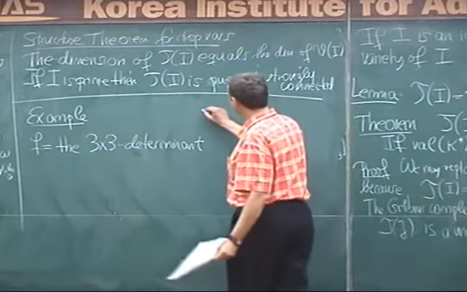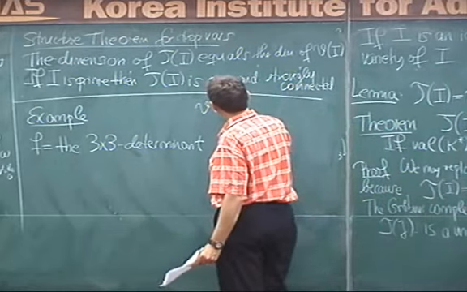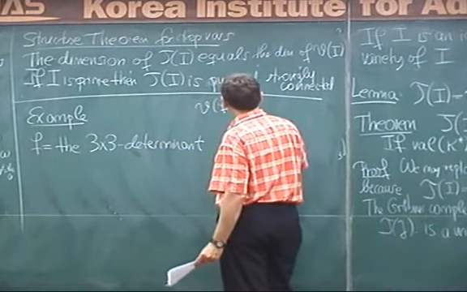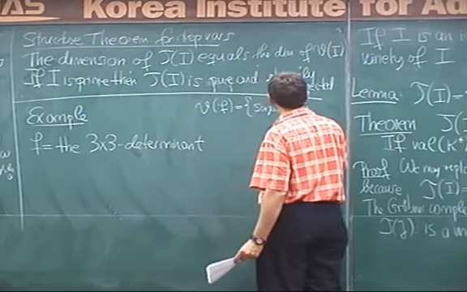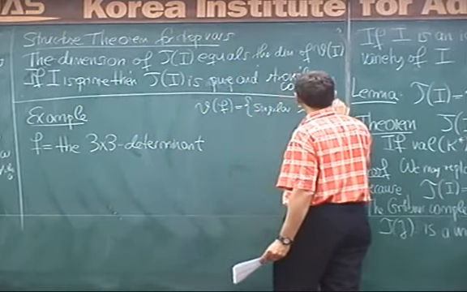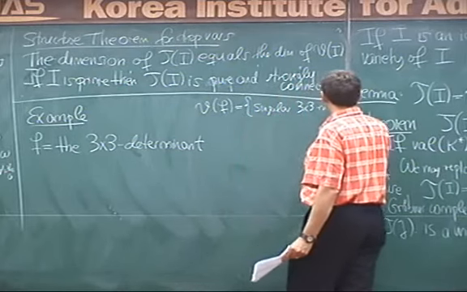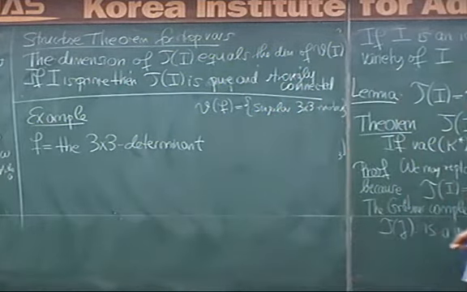The variety, what's the variety? V of I is the variety of singular matrices. Singular 3 by 3 matrices, right? The determinant vanishes if and only if the matrix is in the variety. But we're taking the variety in the torus. So these are singular 3 by 3 matrices whose 9 entries are non-zero scalars in K.